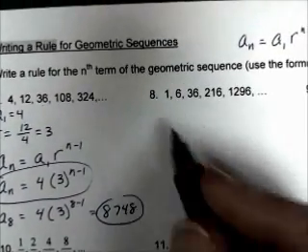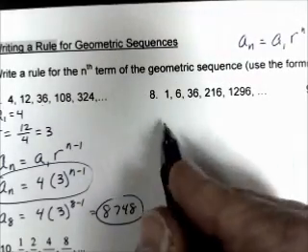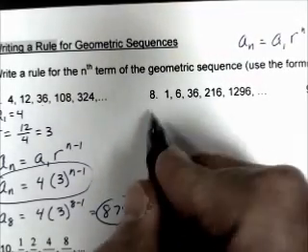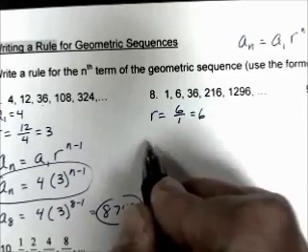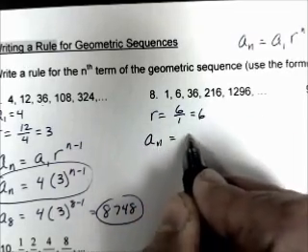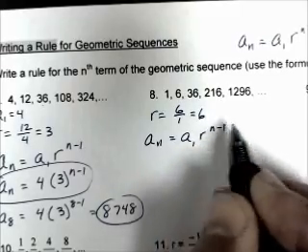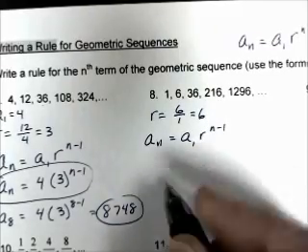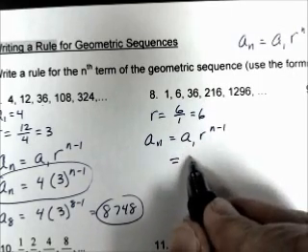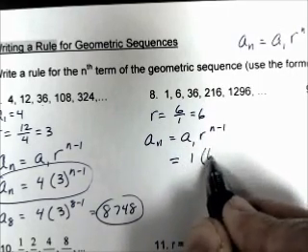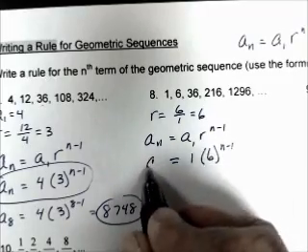Number 8. First term is 1. Our r value, 6 divided by 1 is 6. a sub n equals a sub 1 r to the n minus 1. Make sure you're writing this out every time. That's going to help you to remember it. a sub n equals 1 times 6 to the n minus 1. This is our rule.